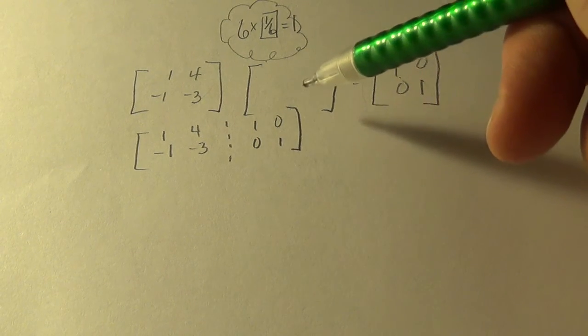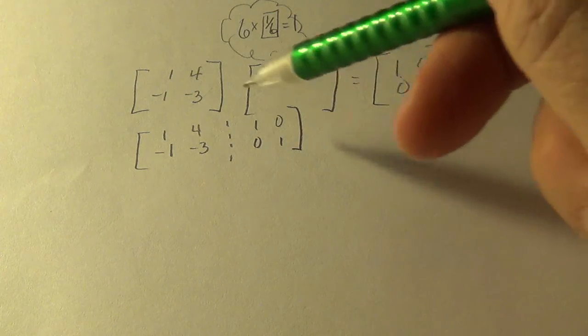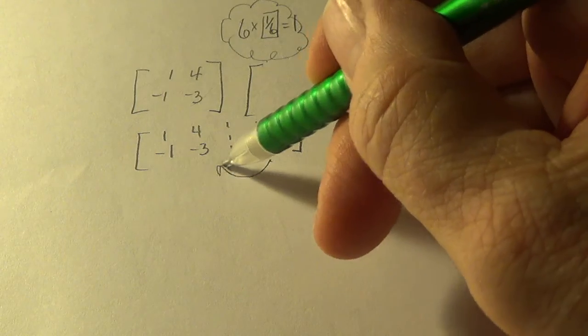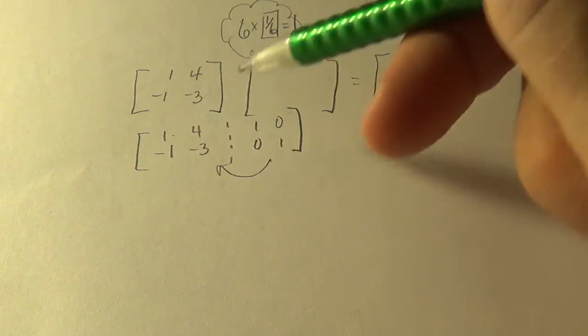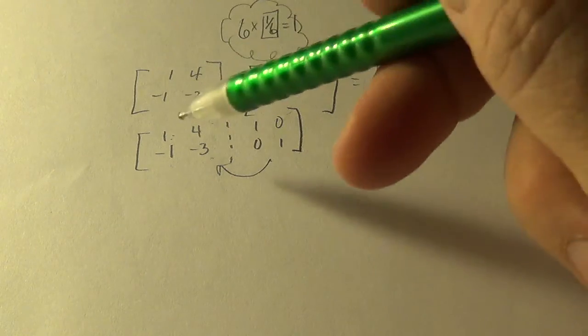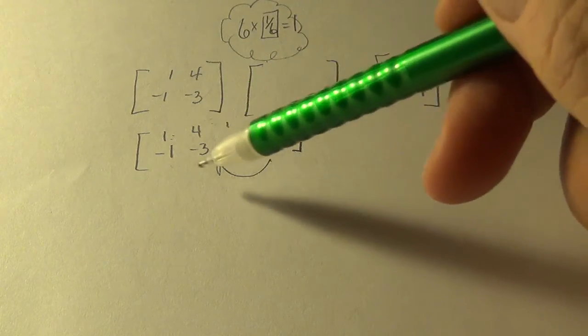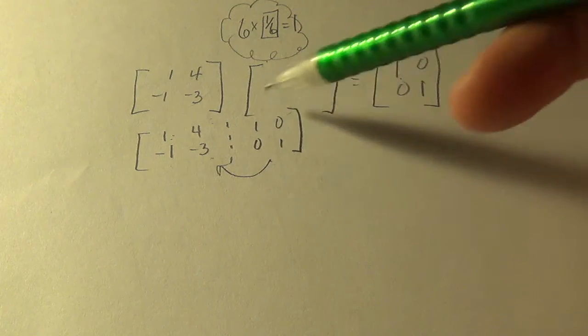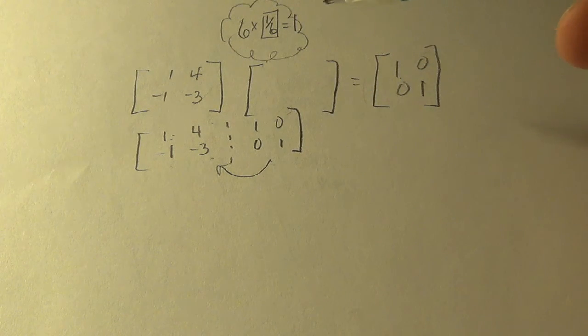Now I'm going to use the row operations that we learned to make this look like this. So now it's 1, -1, 4, -3. I want it to be 1, 0, 0, 1. And as I use the row operations to create that here, this will change. And that will be the inverse when I'm all done. So let me show you what I mean.